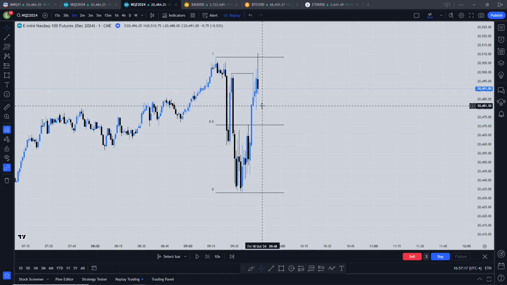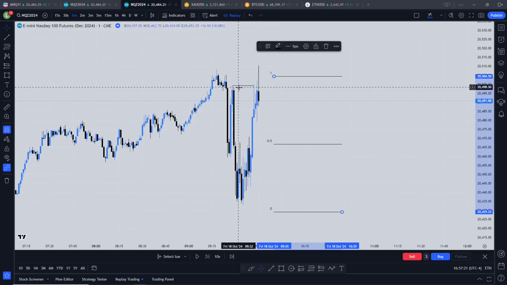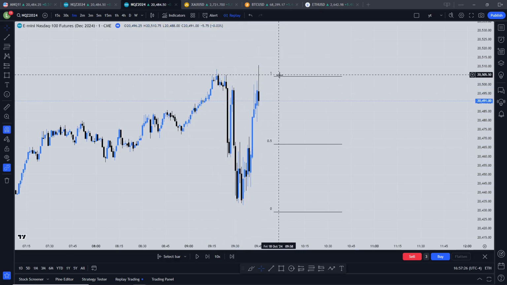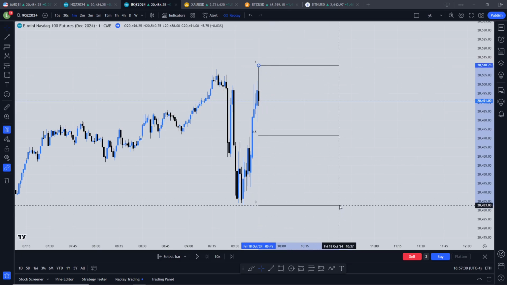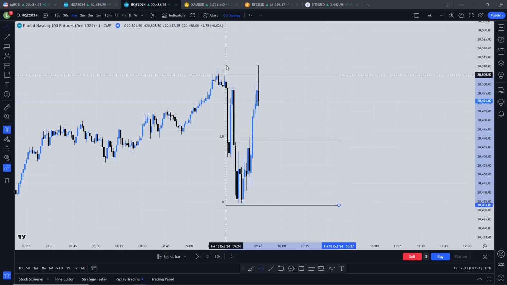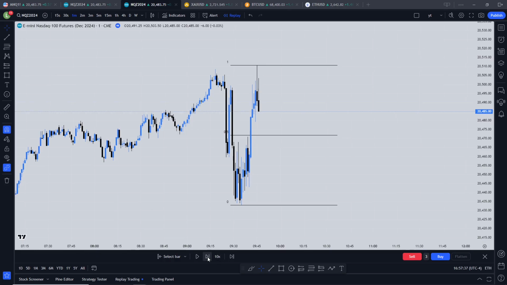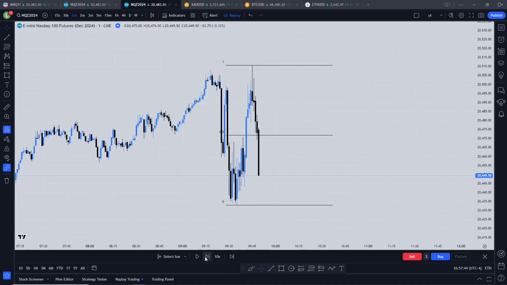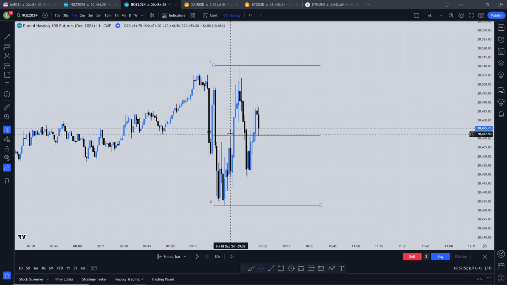And then you can see here we have another sweep of this liquidity up here. So if we use our tool here, we can see that we are in premium right now, right? And we just took out this high, so we could get a short here, right? And again, I told you I didn't want to take this fair value gap. So let's see what we get here.